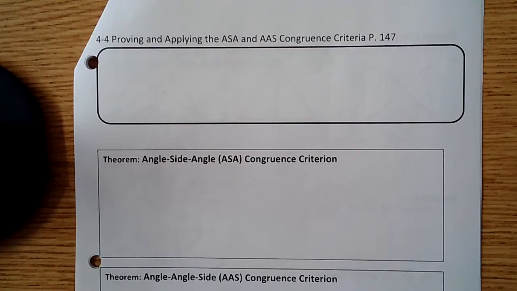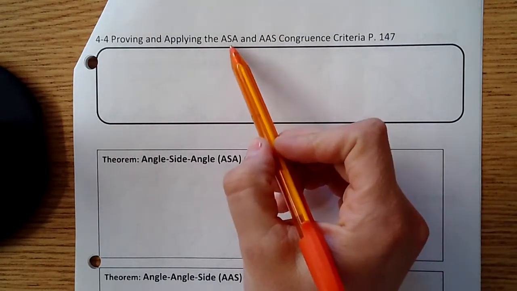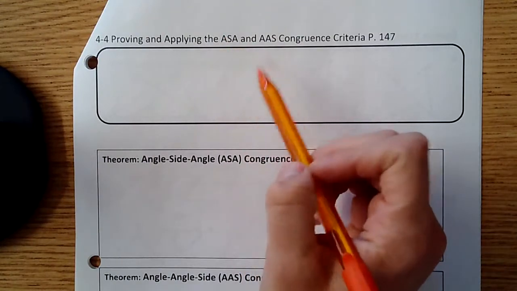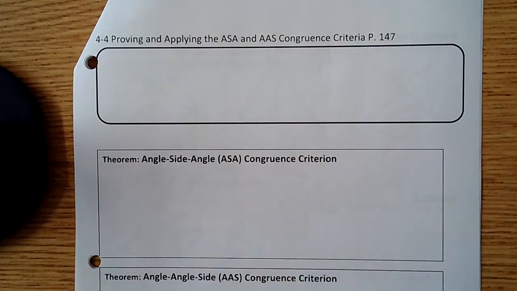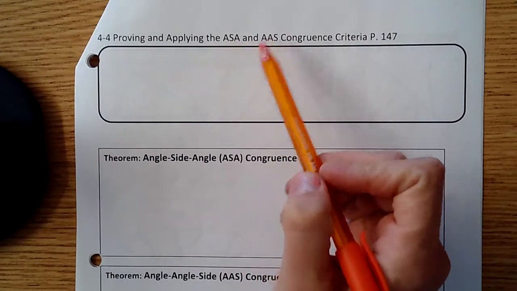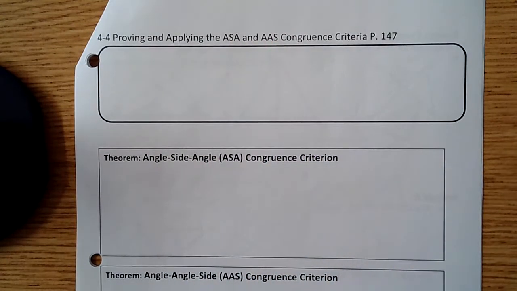Hi guys. Today we're moving on to section 4.4, the last section of the chapter. Yesterday we talked about side, side, side, and side, angle, side, and now today we're going to go through the same process, but now we're going to add two more different ways of proving triangles congruent.